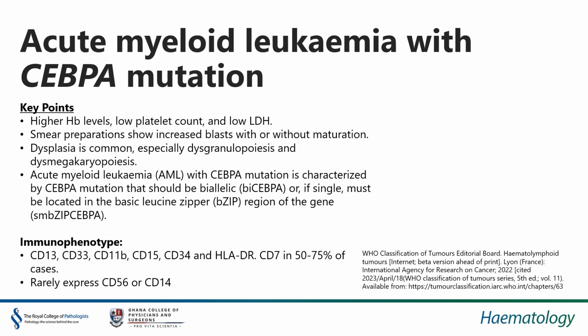Now, if we're looking at the immunophenotype of these patients, they again commonly will have CD13, CD33, CD11b. They can express CD15, CD34, and HLA-DR. Now, aberrant expression of CD7 is found in between 50 and 75% of cases of AML with CEBPA mutations. Very importantly, these cases very rarely express CD56 or CD14.